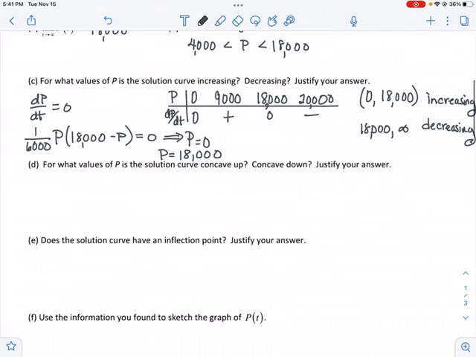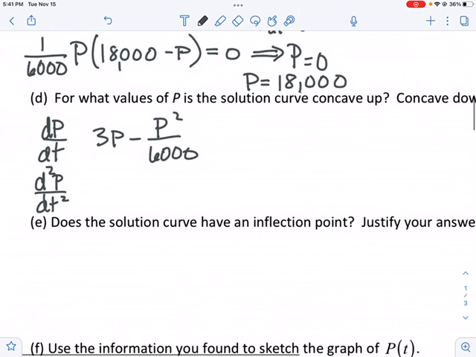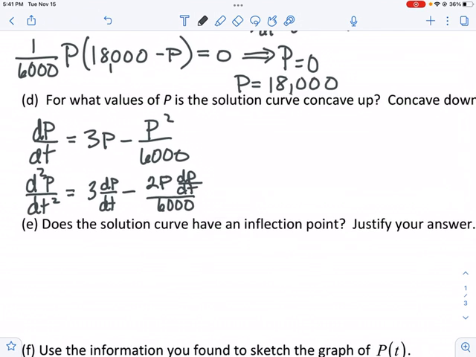Okay. Then for what values of P is the solution curve concave up? So we're going to take dP/dt, and given that it's 3P minus P squared over 6,000, I'm going to take the derivative of that, so the second derivative with respect to time twice, is equal to 3 dP/dt. Remember, P is the dependent variable, so we have to use the chain rule with that, minus 2P dP/dt, and I'm just going to carry the 6,000 with me there, and I'll do some simplifying now.